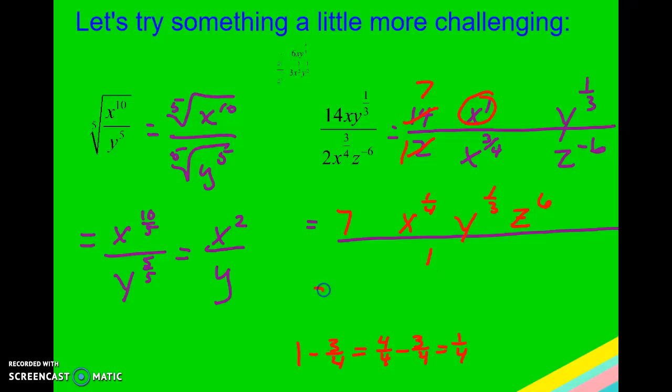So my answer is 7 x to the 1/4 power, y to the 1/3 power, z to the 6th power.